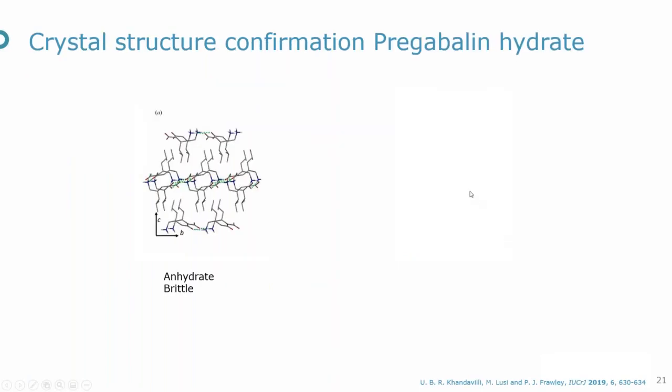But in the end, we of course wanted to have a single crystal of this hydrate to really confirm that it's indeed a hydrate form. And Uday actually was able to do this. So first he revisited the structure of the anhydrous form, and what you can see from this structure is that the zwitterionic groups are coordinated towards each other, but the alkyl chains stick towards each other, and they form a very much interlocked system. And because it's such an interlocked system, the molecules are not really free to move, and therefore the material is quite brittle.